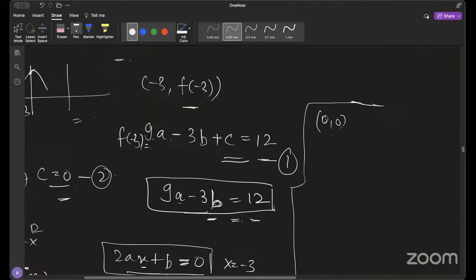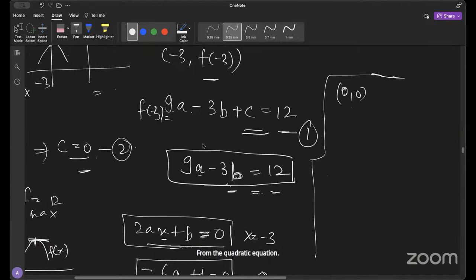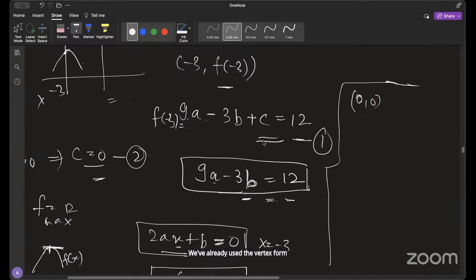Ma'am, we will use the vertex formula. We'll get the vertex from the quadratic equation. We've already used the vertex formula, no? Yes, ma'am.